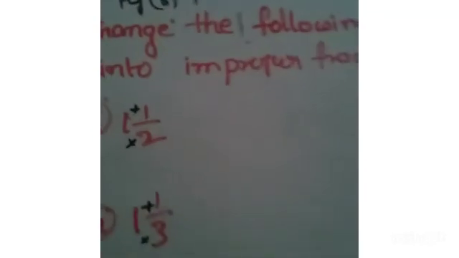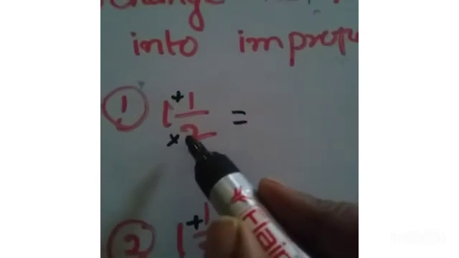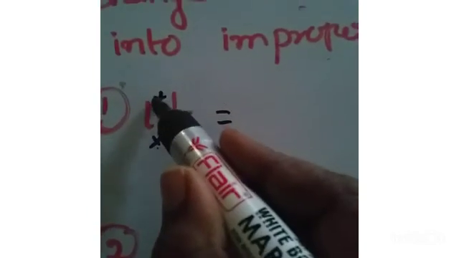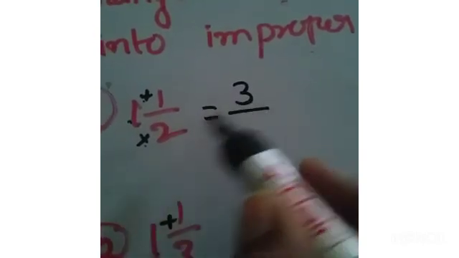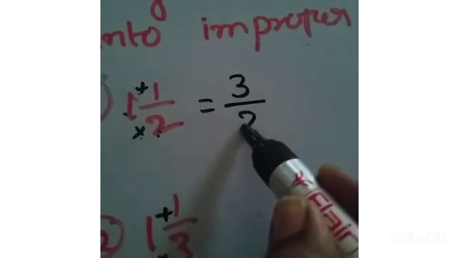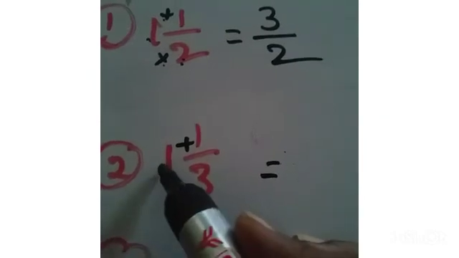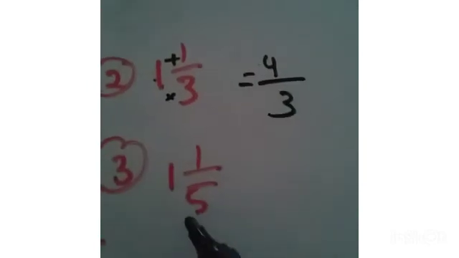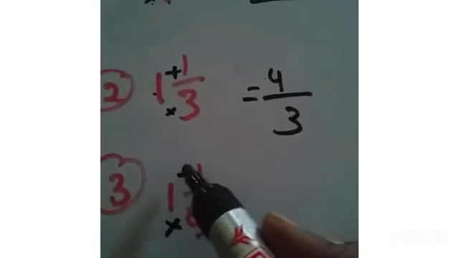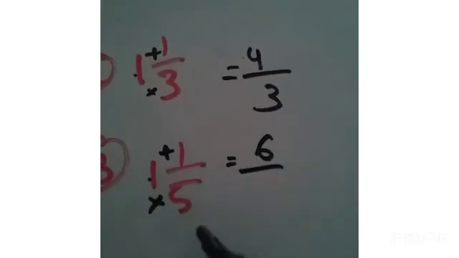Next, change the following mixed fractions into improper fractions. Here, mixed fractions. So, here multiply, then add. 2 ones are 2, 2 plus 1, 3. Here 3 is written in the place of denominator. Again we have to write the denominator. Okay, next. 3 ones are 3, 3 plus 1, 4. 4 by 3. Third one, multiply, plus. 5 ones are 5, 5 plus 1, 6. Very easy, dears. Yes.